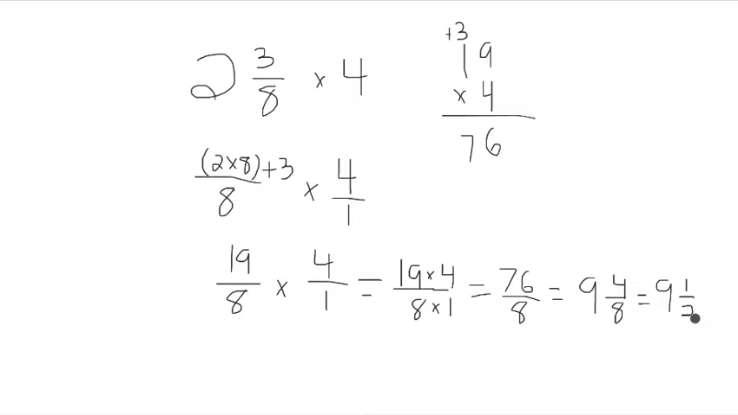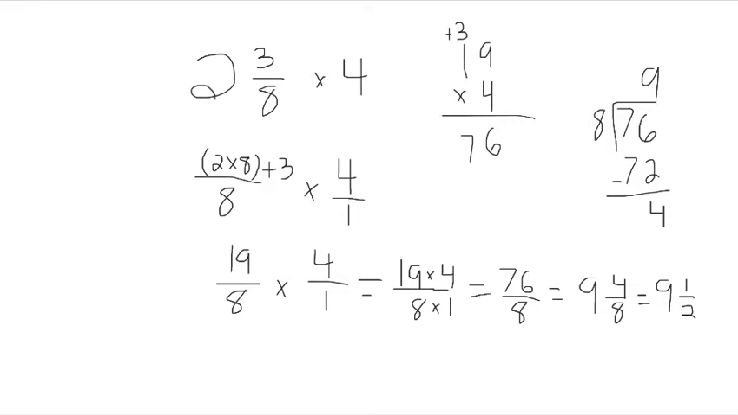I can double check my work to make sure I'm correct. I can say 76 divided by 8. 8 times 9, that's 72. And I'm correct, there is a remainder of 4. So it'd be 4/8, and 4 and 8 are both divisible by 4, so it's 9 and 1/2.